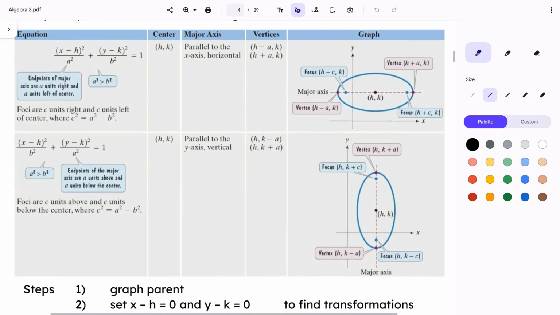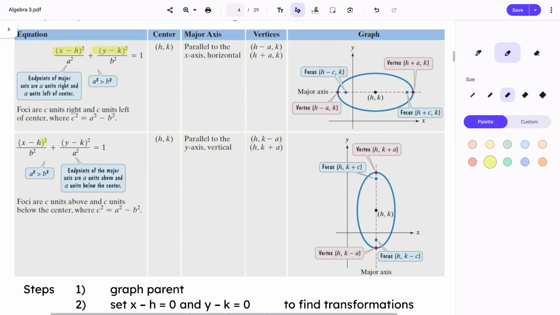Now this chart has a lot of information. I'm not going to talk a whole bunch about what's going on in here, but what I want you to notice is that the tops of the fractions have x minus h and y minus k involved. That's what tells us my center is no longer going to be 0, 0. The h and the k are going to be my new center.